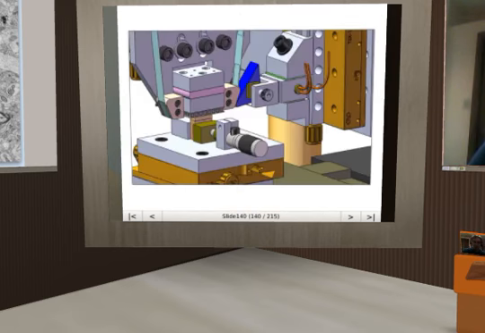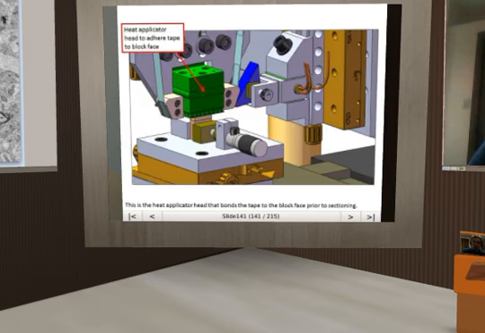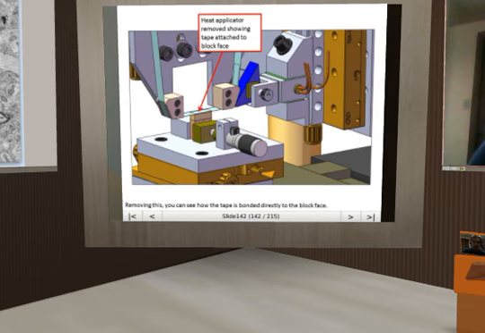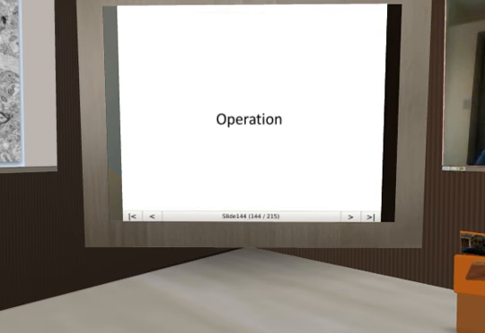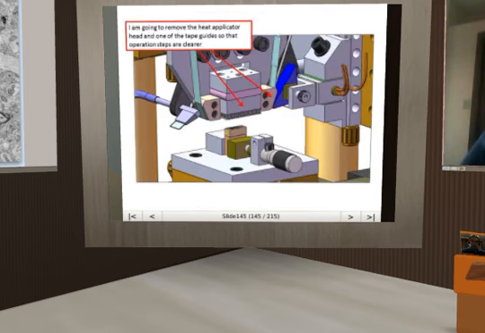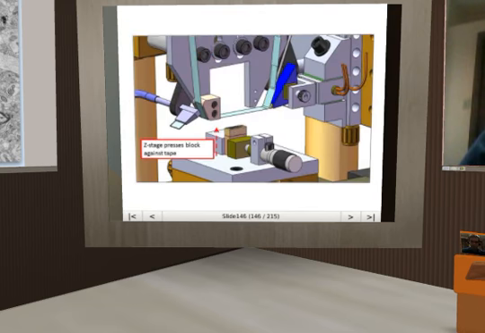So zooming in on the main action here, this is the heat applicator head that bonds the tape to the block face prior to sectioning. If I remove that, you can see how the tape is attached directly to the block face. And of course, there's this air and water jet for cleaning the oil off the block face. So I'm going to walk through the basic operation steps here. I'm going to remove the heat applicator head and one of the tape guides so that the operation steps are clearer. So here we go.